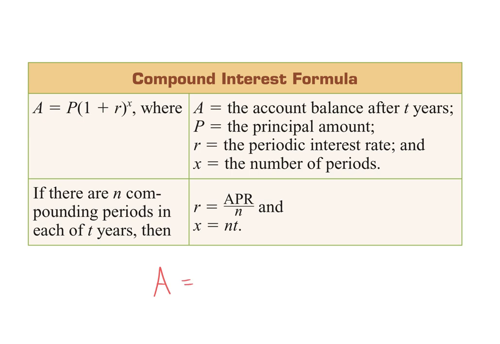So your A represents your account balance that you're going to end up with. Your P, that stands for principal. That's the amount that you actually invest, or if you're borrowing money, that's the initial amount of the money that you're borrowing. You have your 1 plus. Assuming that it compounds annually, this is just your r.